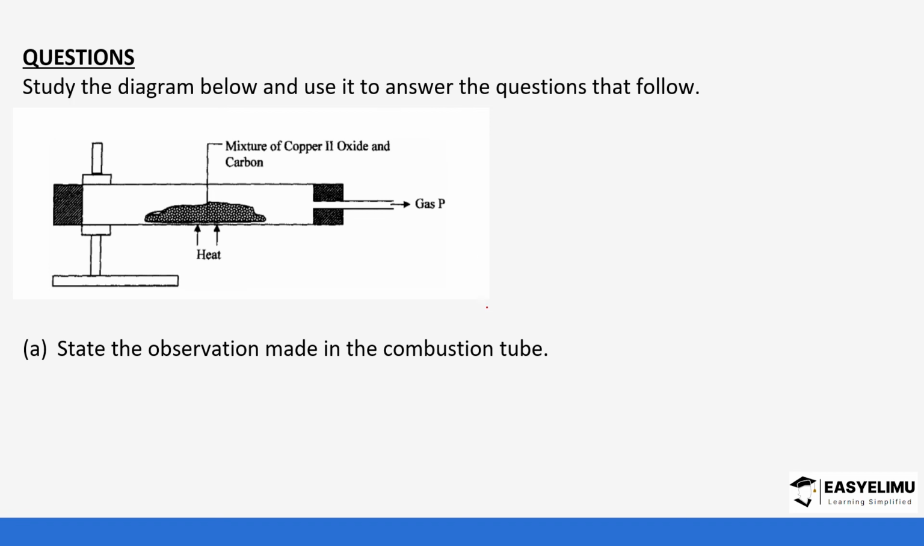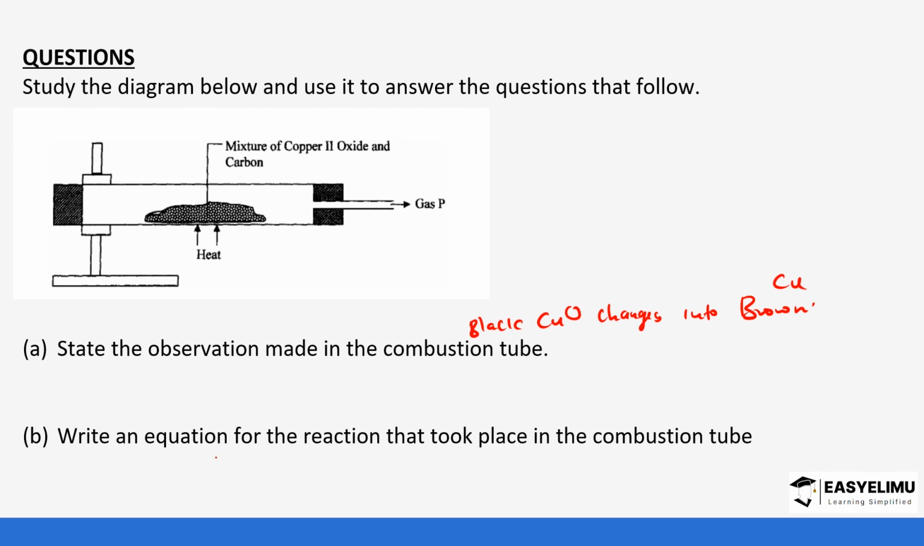So we are going to say that the black copper 2 oxide changes into brown color, which is copper, brown copper. Then write the equation for the reaction. So it is copper oxide plus carbon solid to form carbon 4 oxide plus copper solid. Remember we balanced this before, so you're going to put a 2 here and a 2 here.